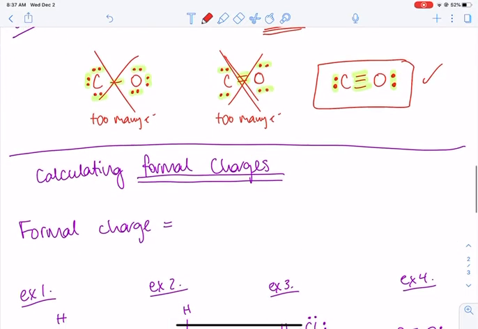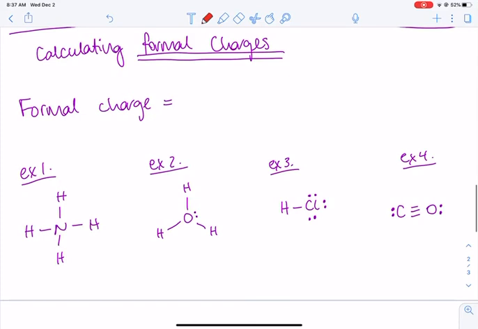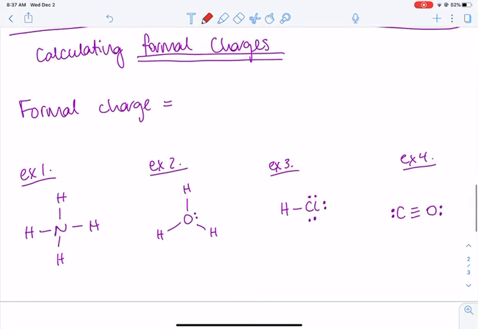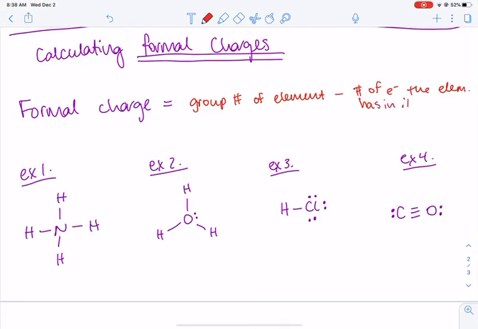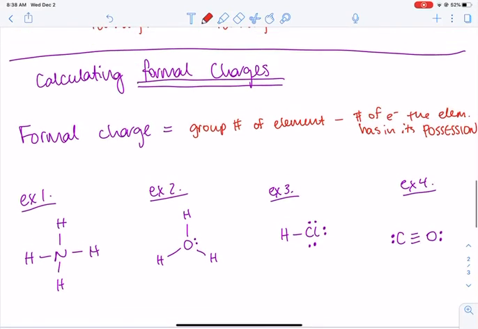Okay, let's review how to calculate formal charges. So formal charge is calculated by taking the group number of the element and subtracting the number of electrons the element has in its possession, right? And how do you figure out how many electrons something has in its possession?